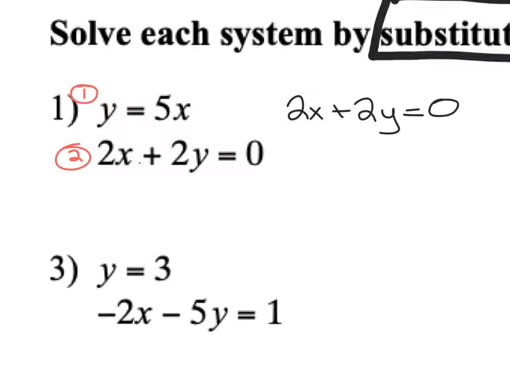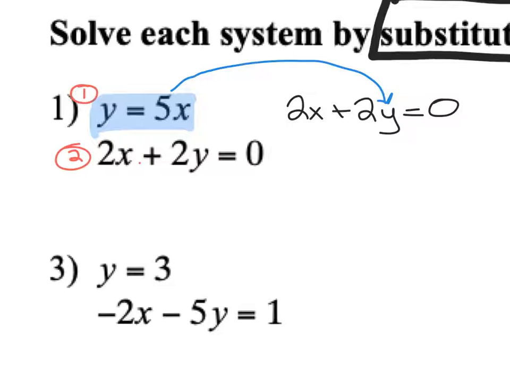Now, when I want to figure out what I'm substituting in, I want to look for the equation that starts with either y equals or x equals. And out of the two equations I was given, this one starts with y equals. So this is the one I'm going to use to substitute and solve for my final answer. So I'm told that y equals 5x for both equations. So I'm going to substitute 5x in for my y value.